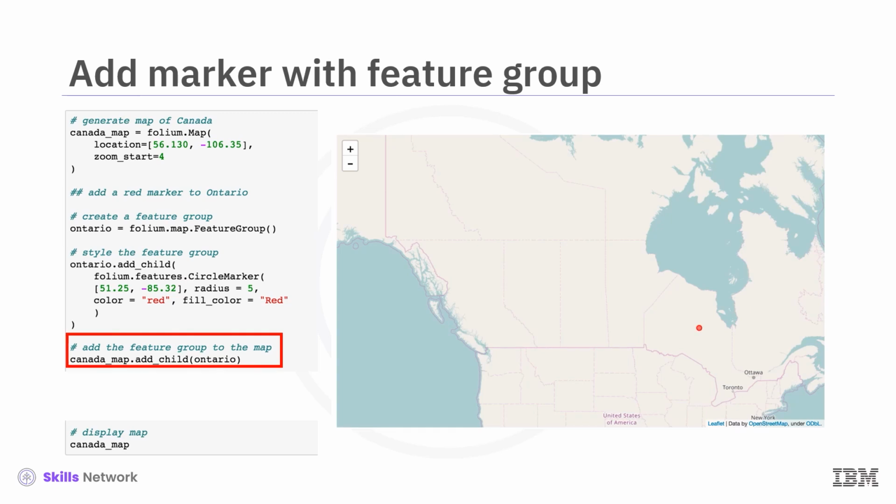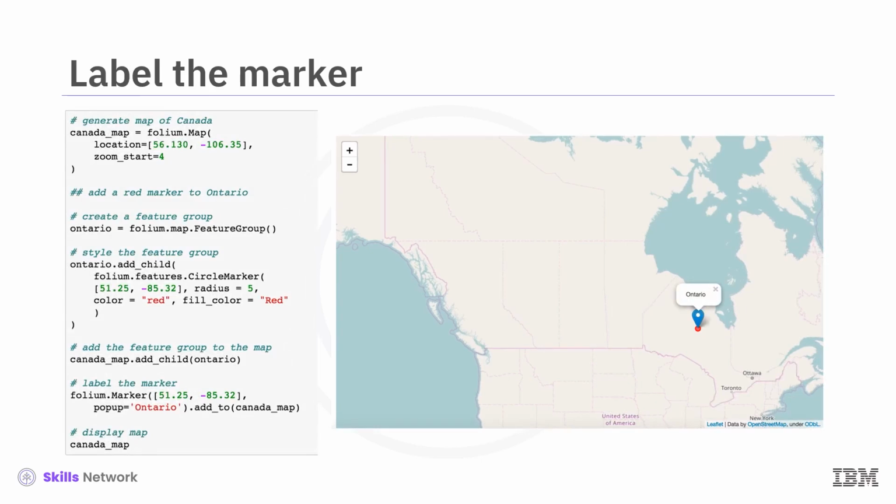The result is a red circular mark superimposed on top of the map and added to the center of the province of Ontario. Now, it would be helpful if we could label this marker in order to let other people know what it represents. To do that, we use the marker function and the popup parameter to pass in the text we want to add to this marker. The result is our marker displays Ontario when clicked on.